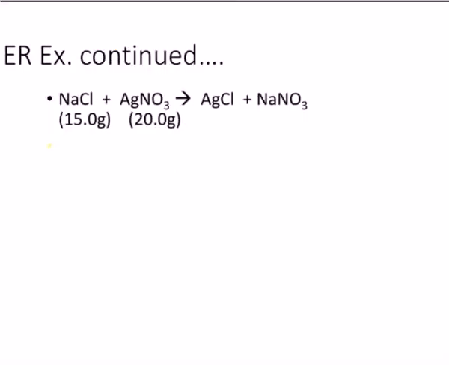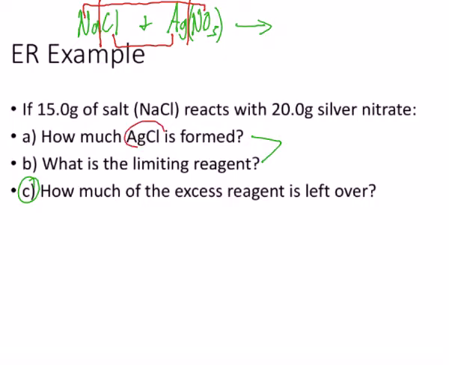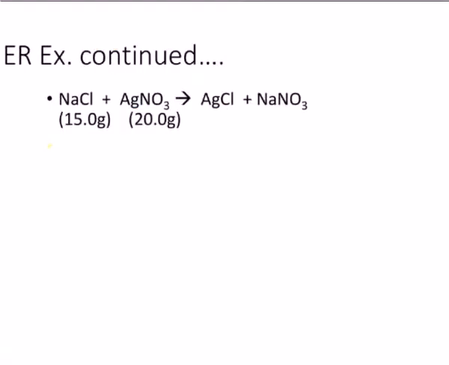Your products then are going to be this right here. Silver chloride and sodium nitrate. Notice, they told you AgCl is formed, guys. They gave you one of your products right there in the question itself. All right, so you can always check that. So here's your equation. Go ahead.